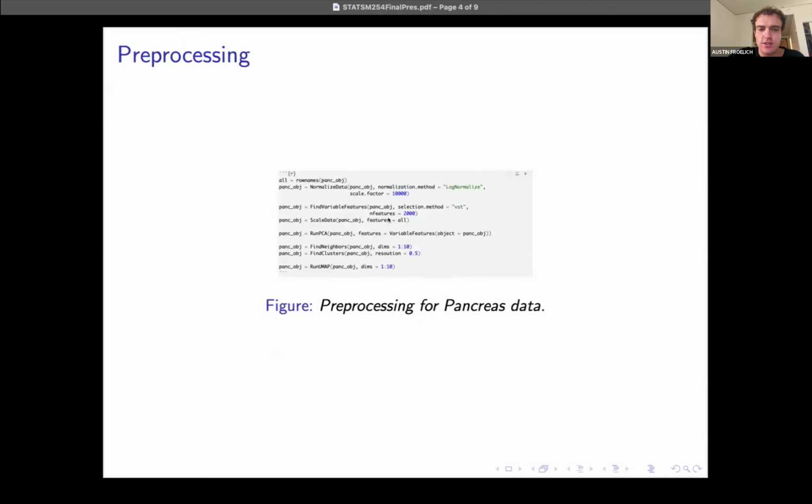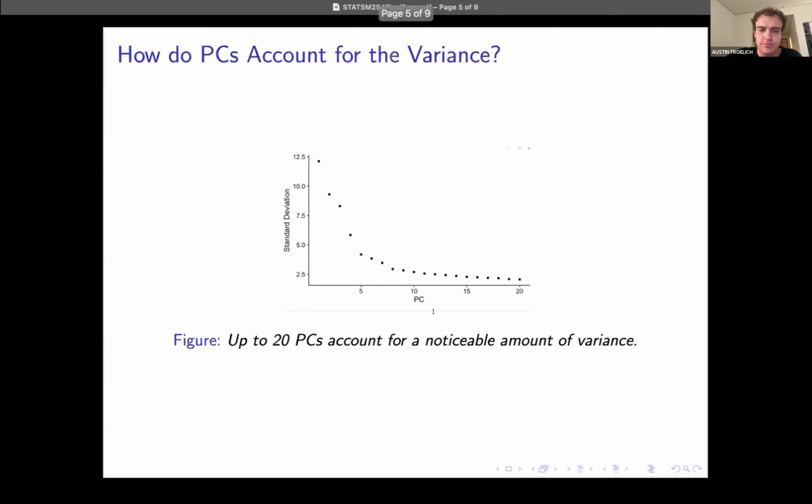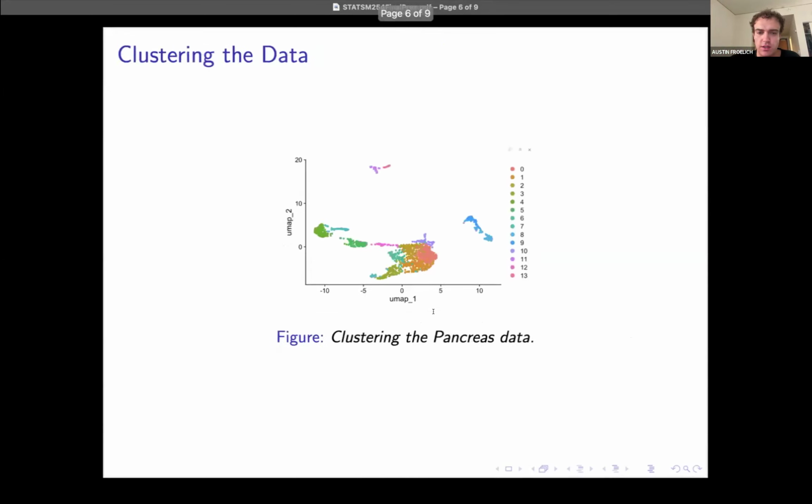And then this is the pre-processing step: log normalizing, finding the variable features, running PCA, clustering, etc. Based on the elbow plot, I noticed a very gradual decrease as you increase the PCs. So it looks to me like up to 20, or at least 16 PCs, account for a noticeable amount of variance, and then clustering it with UMAP. This is the result.